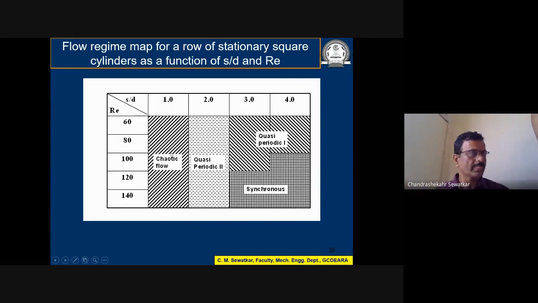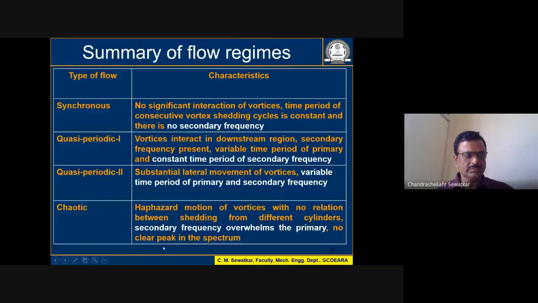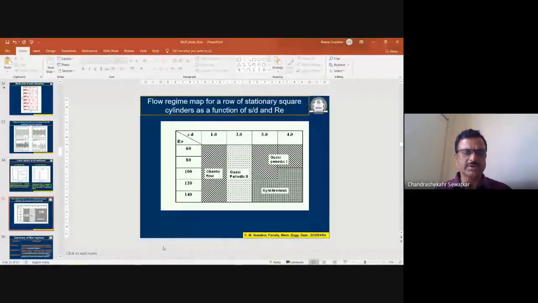That's the flow regime map which I have plotted.